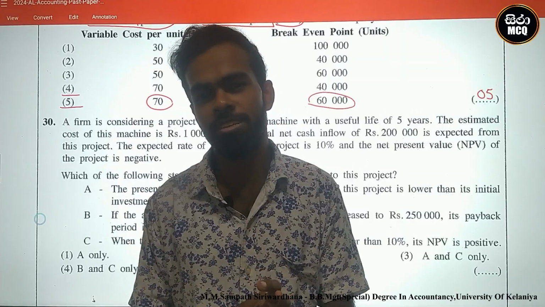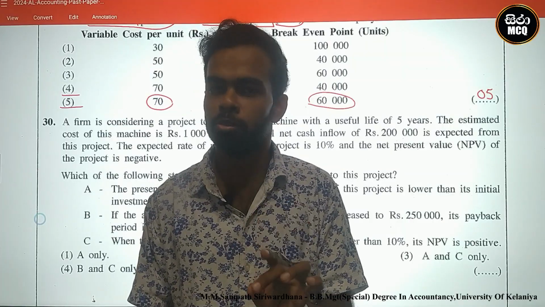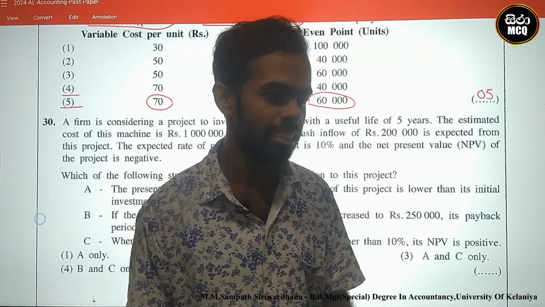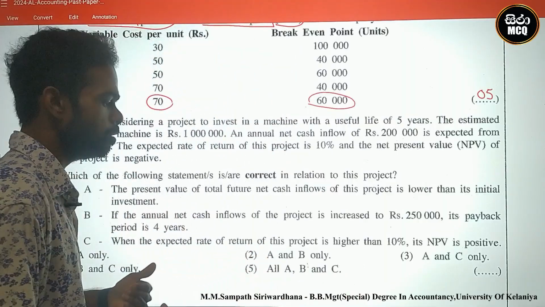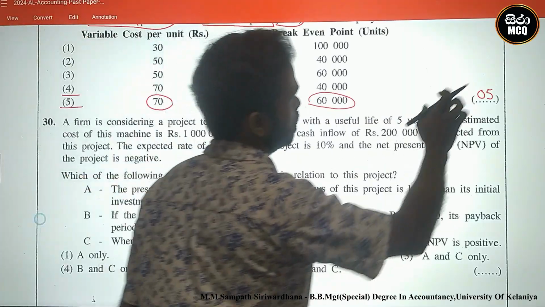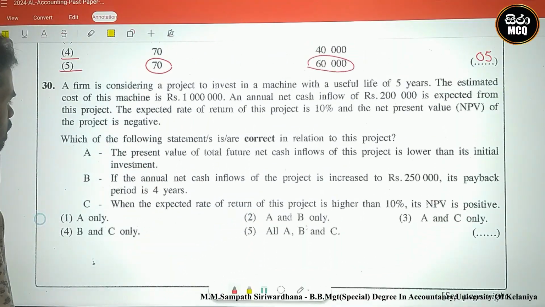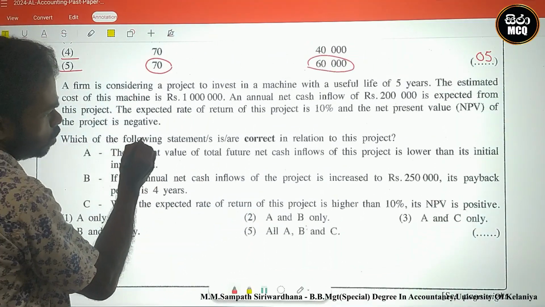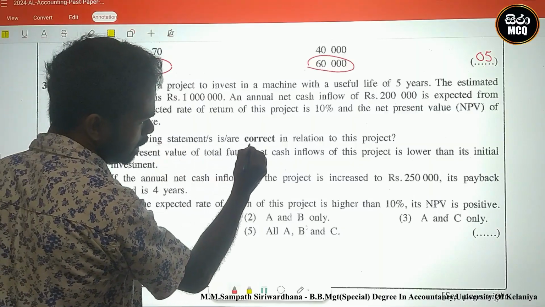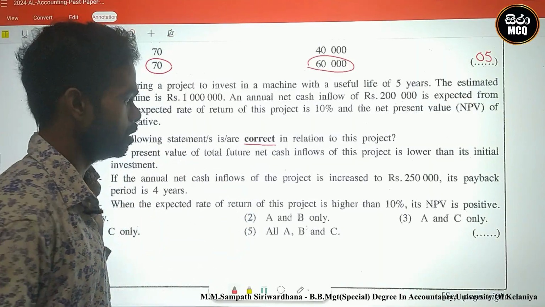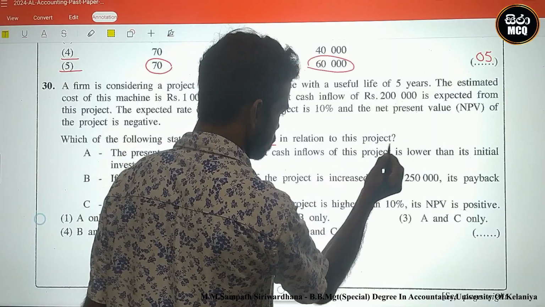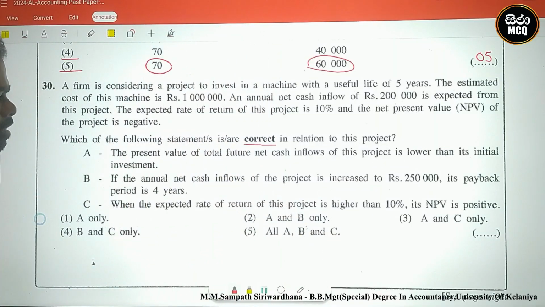Today we discuss the Advanced Level A-Level Accounting paper 2024, question number 30. This is related to long-term investment. What are the requirements they request? Look here. The requirement is: which of the following statements are correct? We find the correct statements in relation to this project. There are three statements. This is the information. Look here.